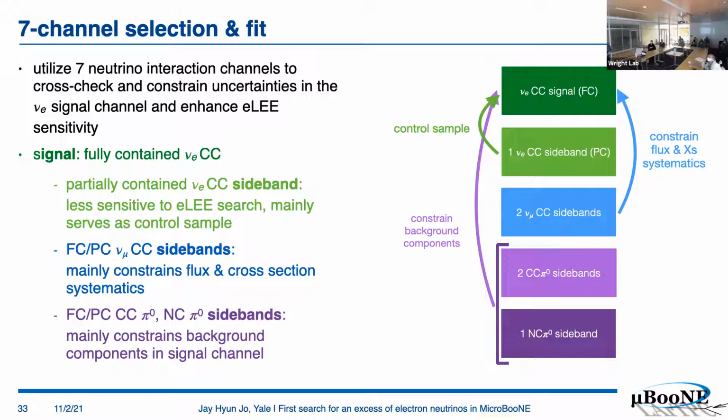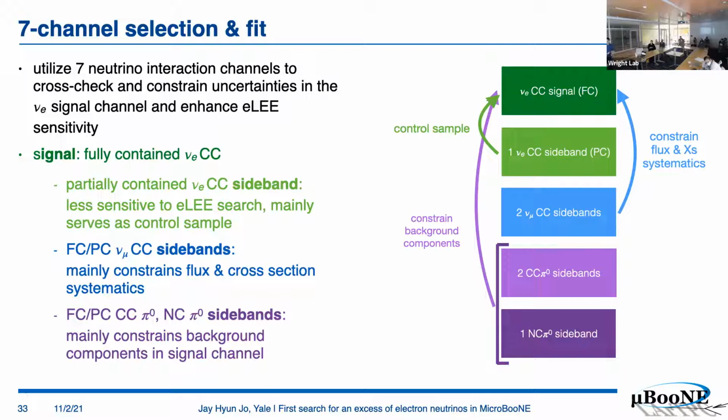In our Wire-Cell inclusive selection case, we use this so-called 7-channel selection. One is the signal, νe CC fully contained, and the rest, 6 sidebands, are used to constrain our signal samples. So for example, the νe CC partially contained case: because it's partially contained and its resolution is bad, it's much less sensitive to the LEE. If you look at this partially contained sample, there's almost no contribution coming from the LEE events, and this is serving as a control sample.